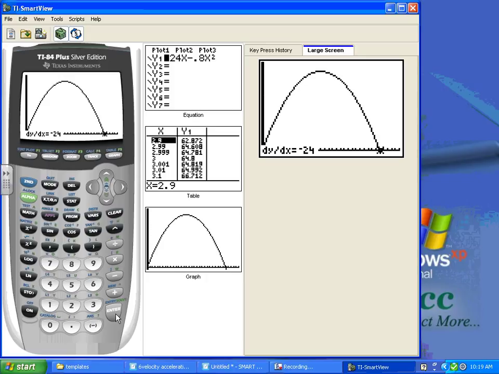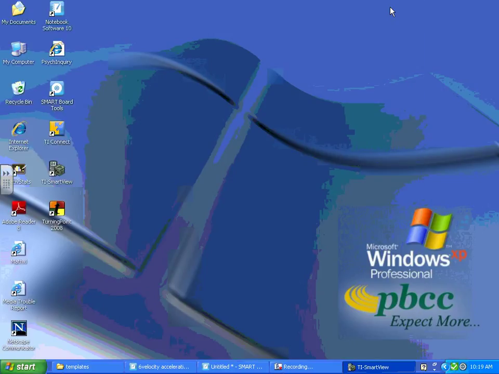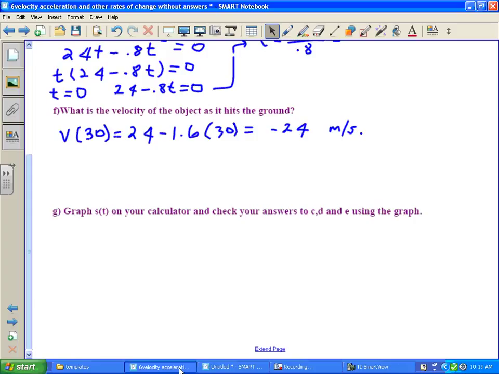But of course, I need to see all your work, all your analytical solutions. But it's a wonderful tool that you have to check some of your work. And if you find that your answers are not matching the graphing calculator answers, you have a chance to go back and fix your answers.